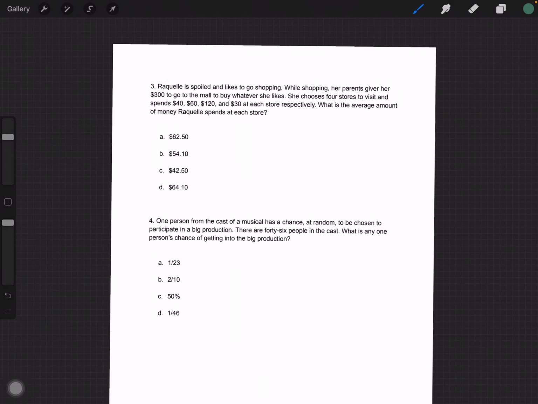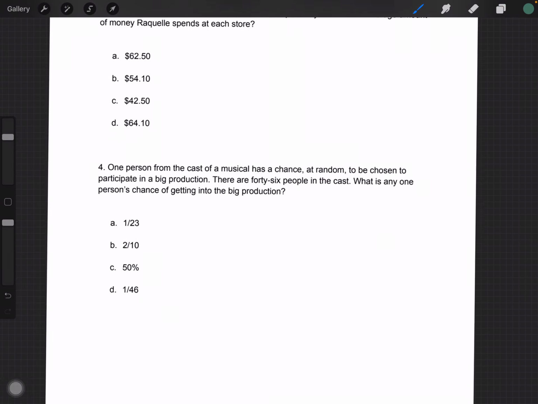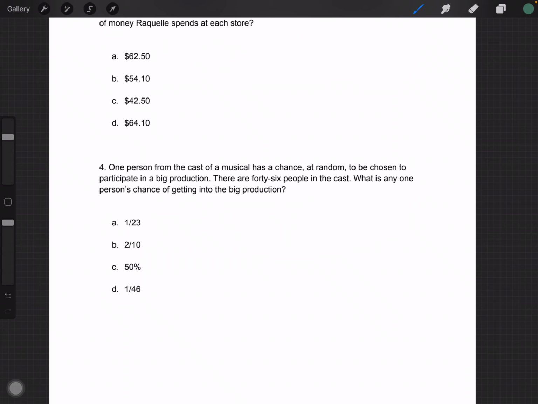On the last page here, it says, one person from a cast of a musical has a chance at random to be chosen to participate in a big production. There are 46 people in the cast. What is any one person's chance of getting to the big production?